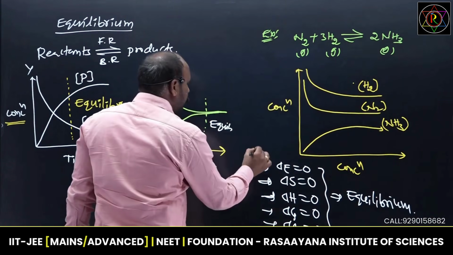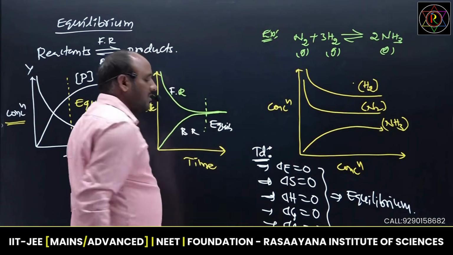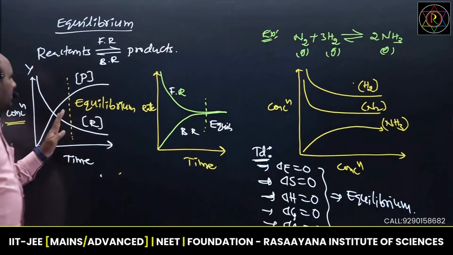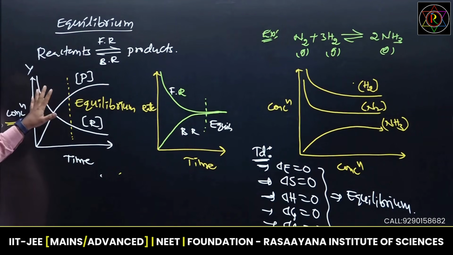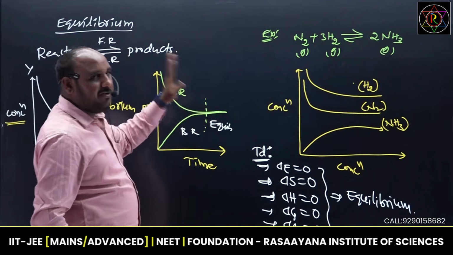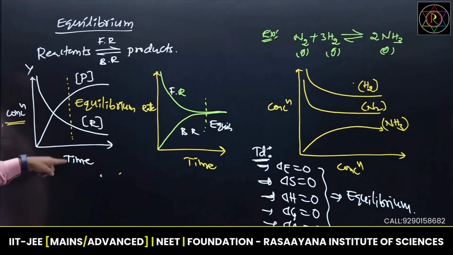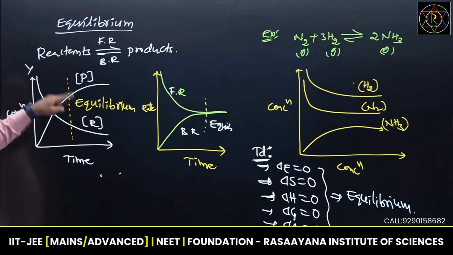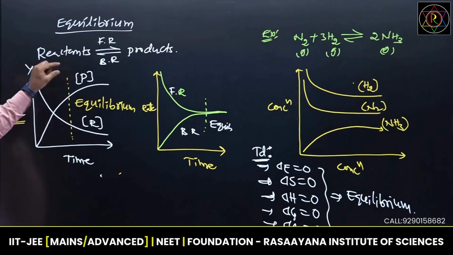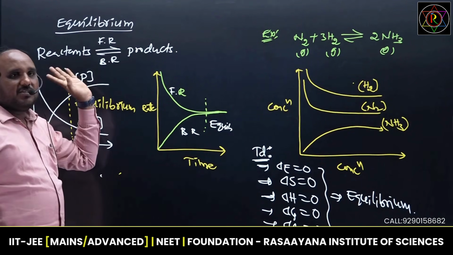Right. So this is from the thermodynamics point of view. With the help of graphical representation, we are able to understand the equilibrium. Then the conditions were: rate of forward reaction is equal to rate of backward reaction, and reactant concentration is equal to product concentration. These two conditions are considered as equilibrium conditions, right?